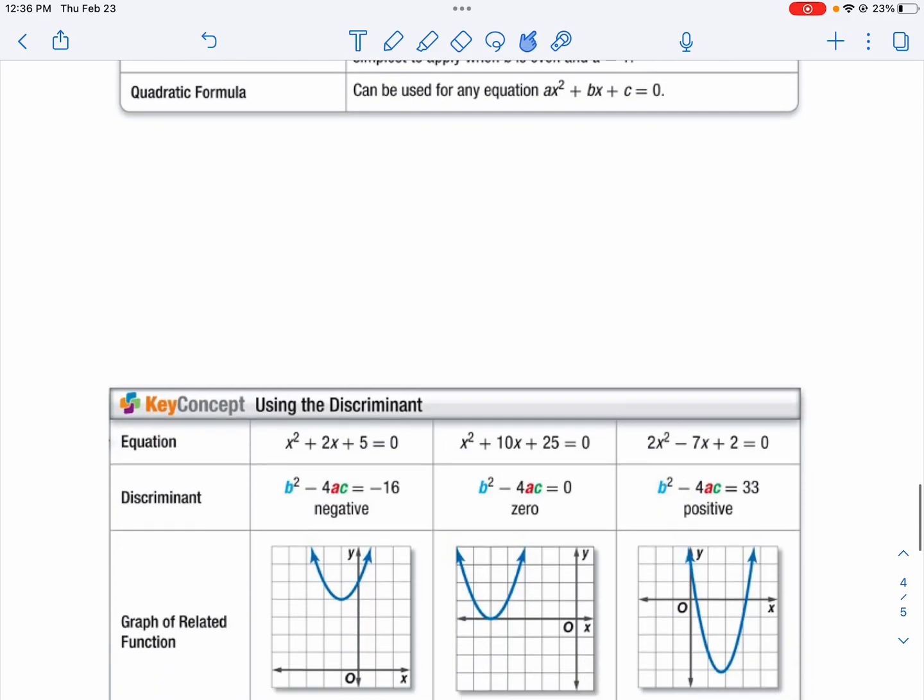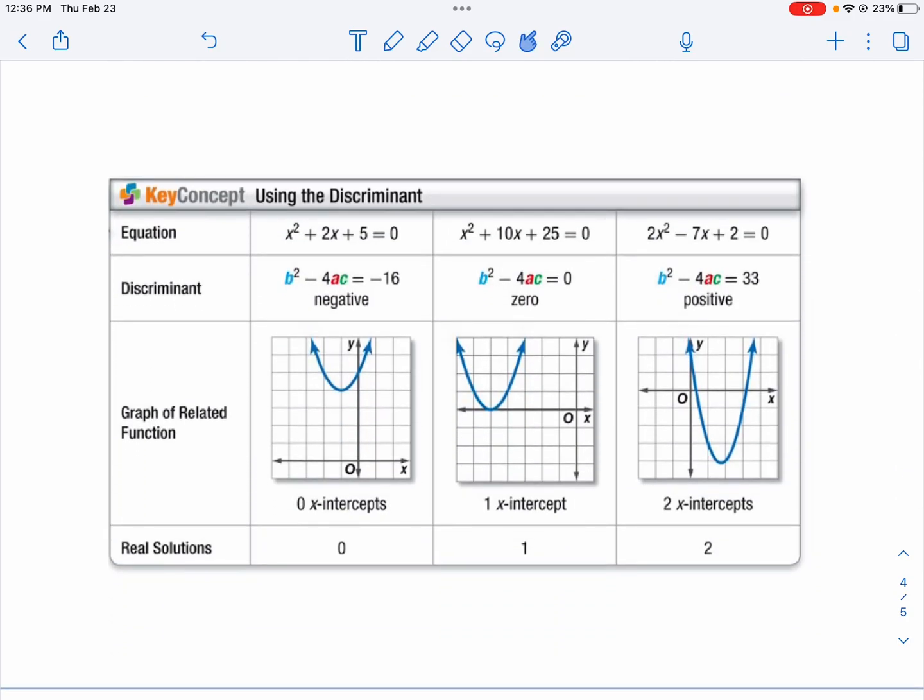Now, the second part of our lesson, we're going to look at just the discriminant, because not every quadratic equation has an answer. And the discriminant can shorten that up for us. So, for example, the discriminant is the part underneath the square root sign, the part that says b squared minus 4ac.